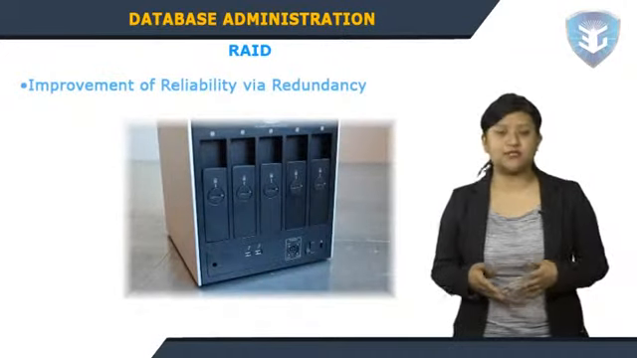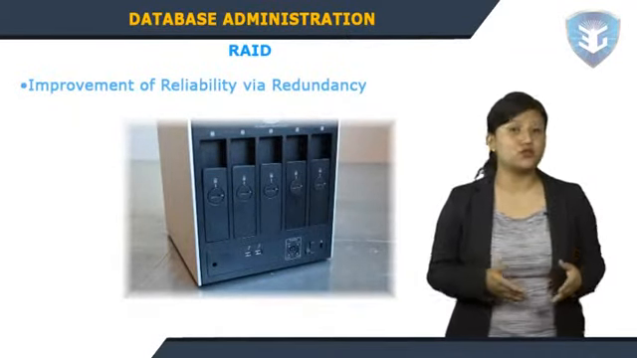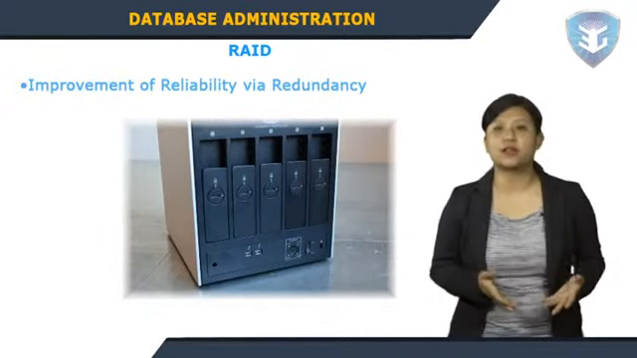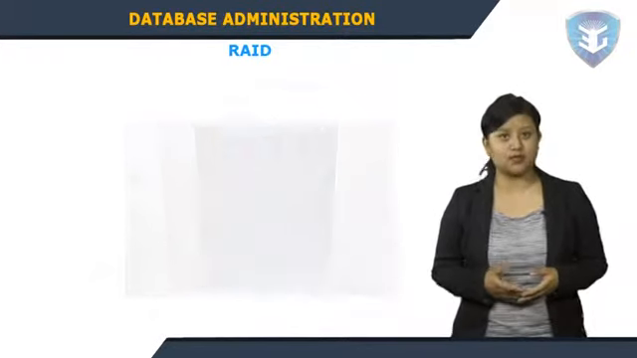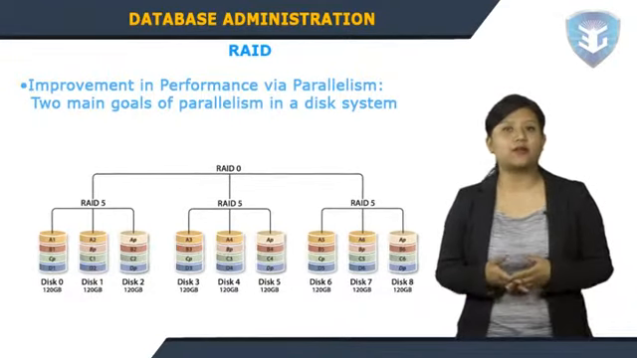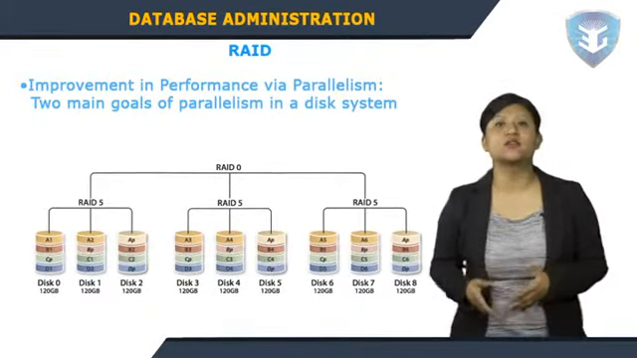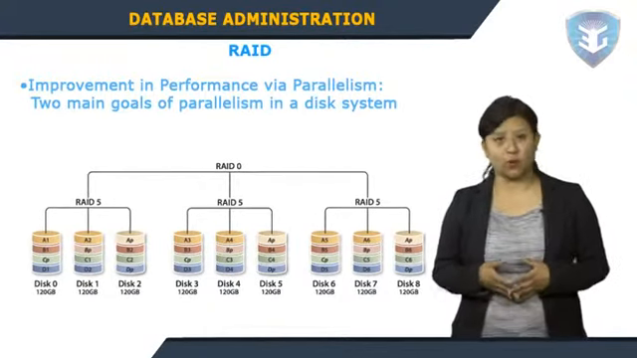Improvement of reliability via redundancy. Redundancy stores extra information that can be used to rebuild information lost in a disk failure. For example, mirroring or shadowing: duplicate every disk. A logical disk consists of two physical disks. Improvement in performance via parallelism. Two main goals of parallelism in a disk system: load balance multiple small accesses to increase throughput, and parallelize large accesses to reduce response time.